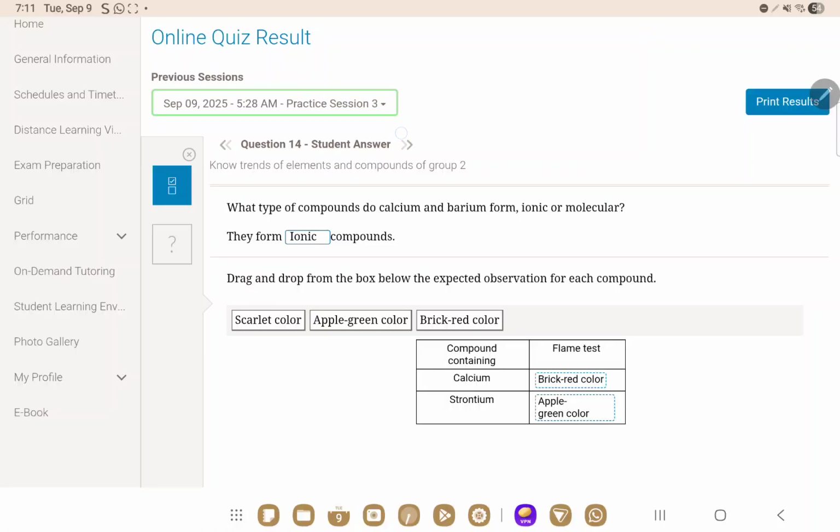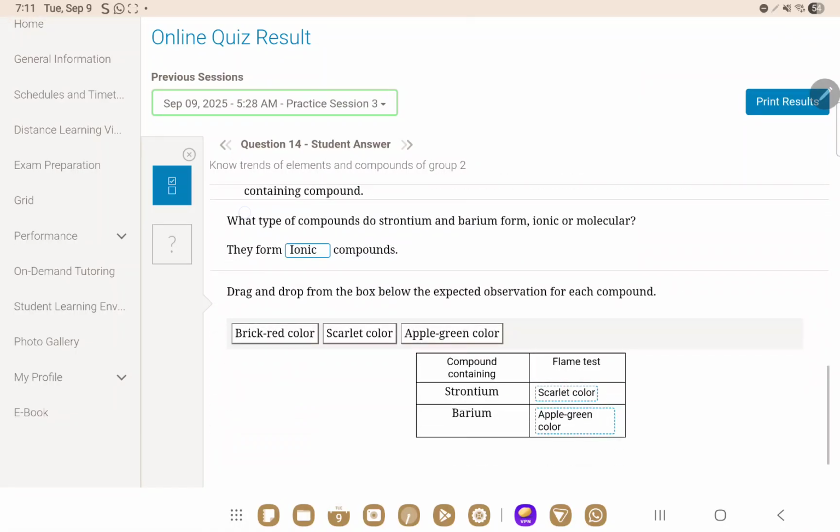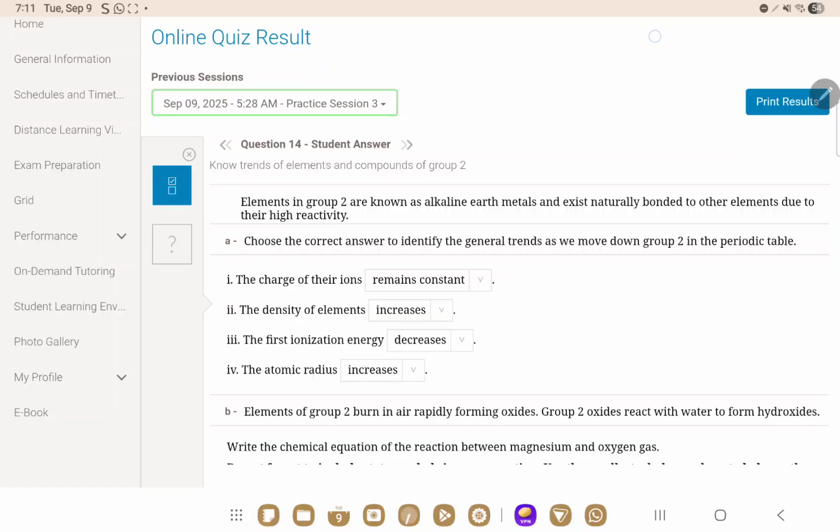Now let's move on. The next question, or the question after that, is almost the exact same question, with a few differences. Now, the charge of their ions across the group will always be 2+. So it remains constant. The density as you go down increases. So melting point decreases, density increases. Memorize.